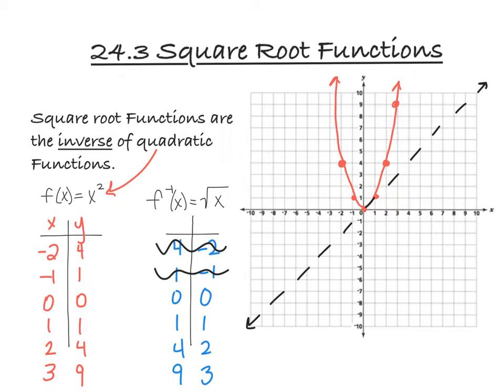So we're going to go ahead and graph then 0, 0, 1, 1, 4, 2, and 9, 3. Now notice that it doesn't work perfectly because we're missing part of the graph, but parts of this graph do reflect each other pretty well. So hopefully you notice that from the original function, and then for our inverse function here, they mirror each other across that line.